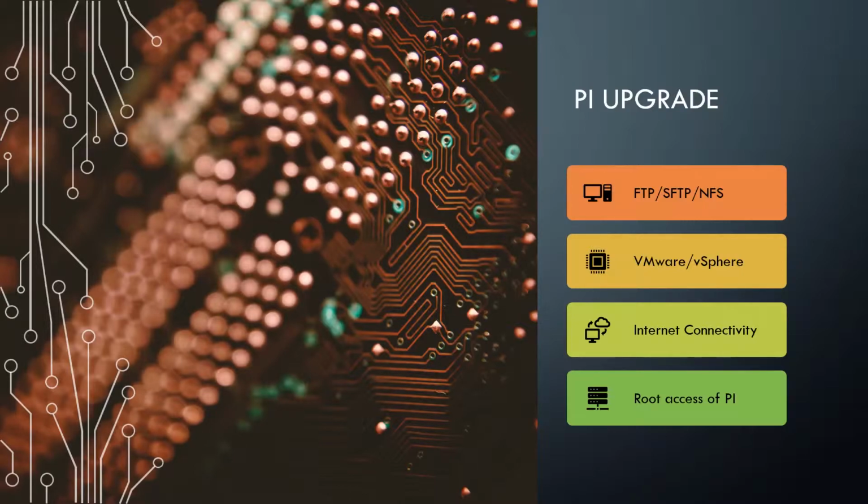Another requirement is strong internet connectivity to download some heavy files. If we want to upgrade, the size of the ISO is more than 2.5 GB, and some files are around 4 GB. And one more thing is the root access of your PI, that is, the Prime Infrastructure. To upgrade the Cisco Prime Infrastructure, you must have its root access.